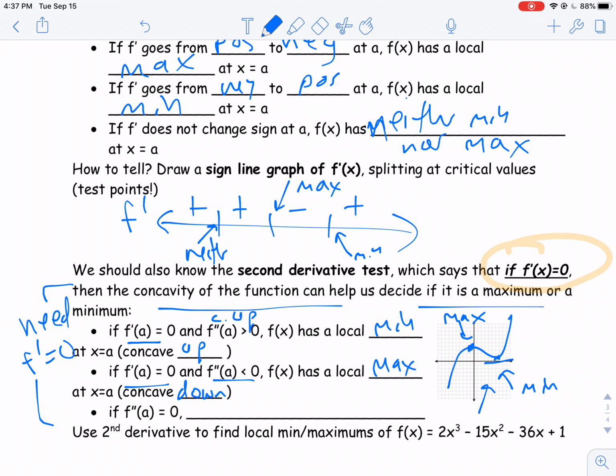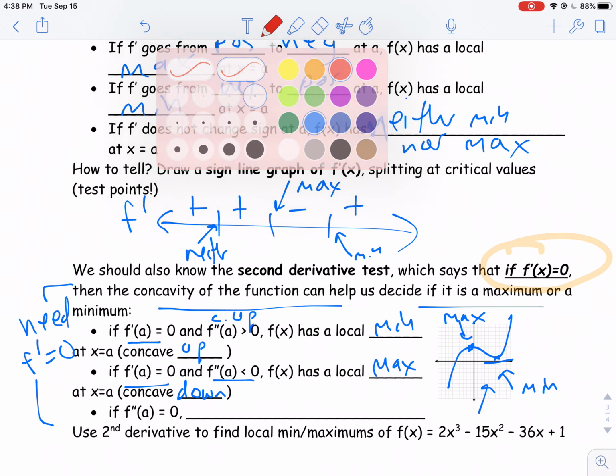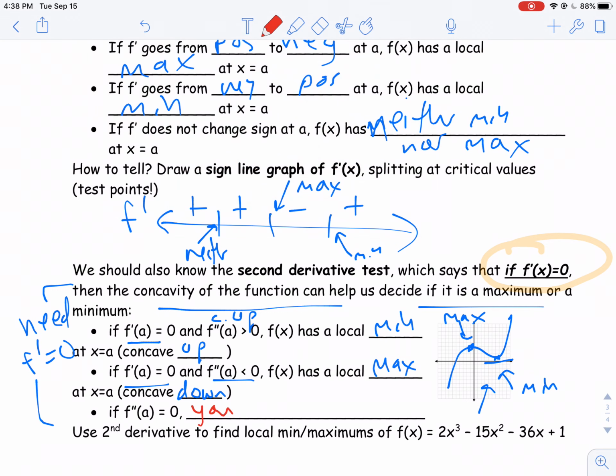So, if the second derivative is 0, this doesn't help. You may or may not have something. And in that case, you need to use the first derivative test. So if the second derivative is positive or negative, you can conclusively state whether you have a max or min as long as that first derivative is 0.